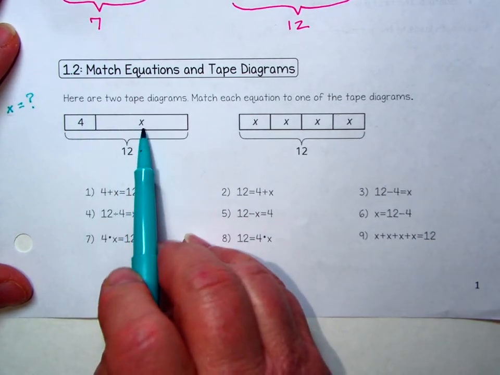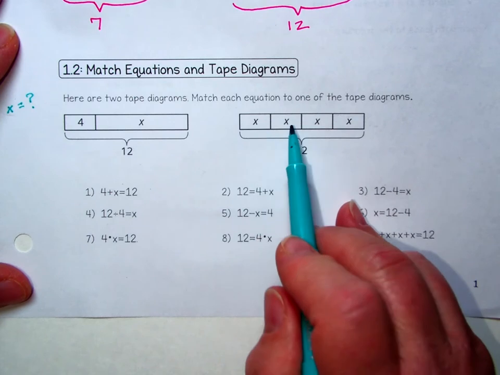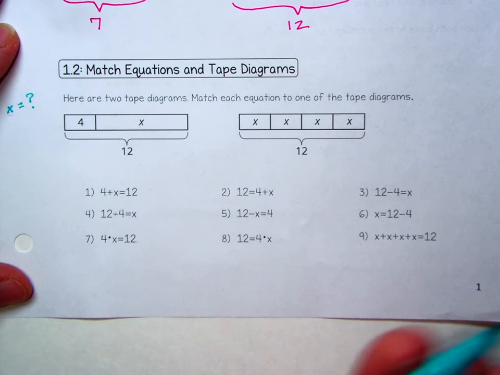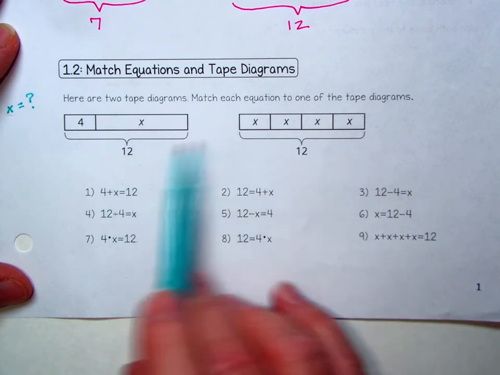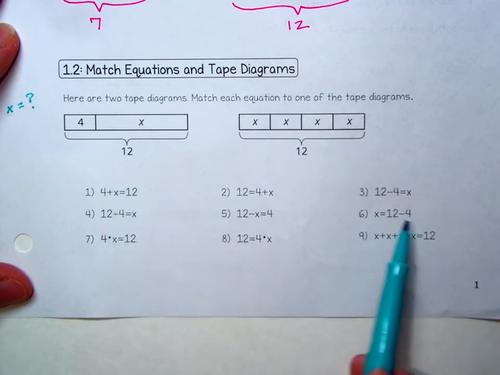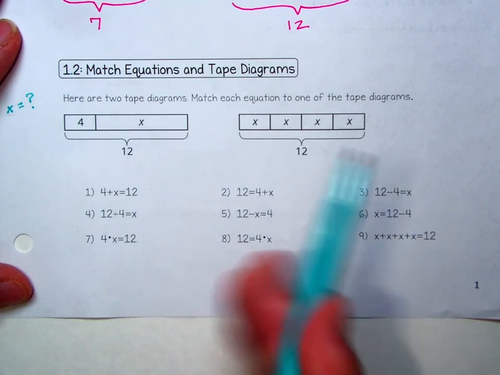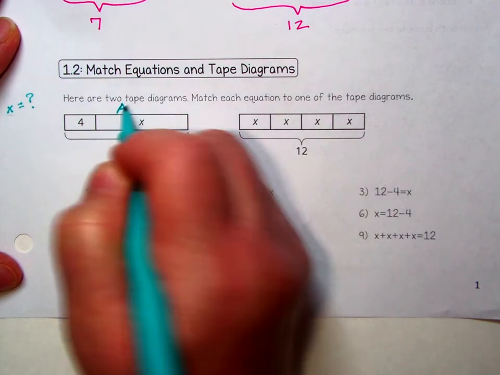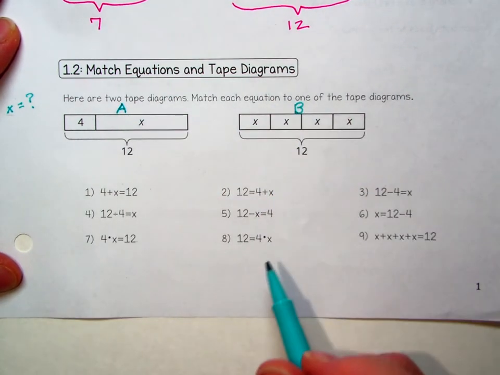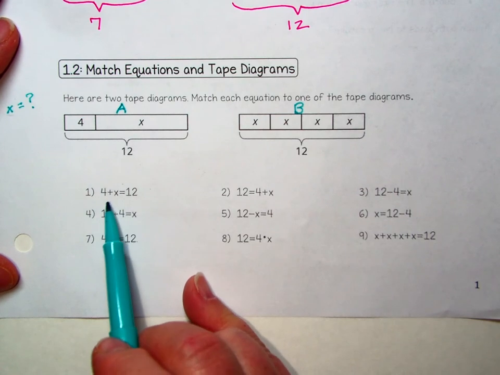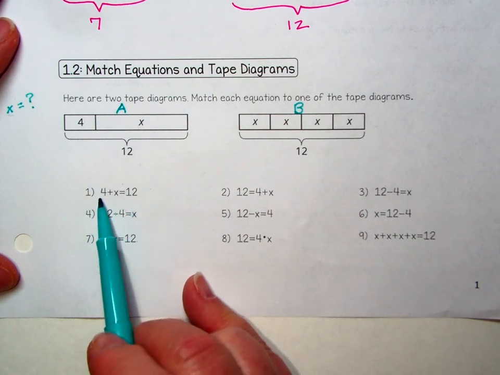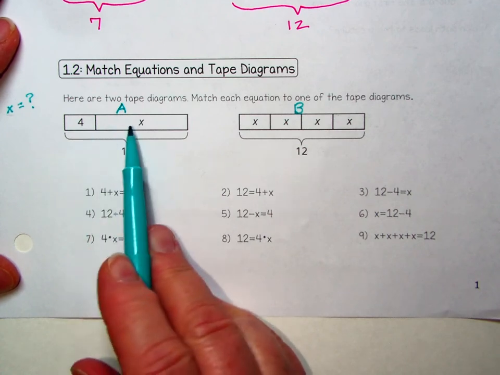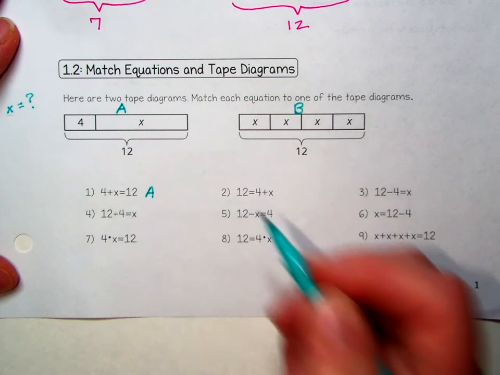So, a combination of 4 and some number x has a value of 12. And here, 4 groups of some number has a value of 12. And again, we're not solving them. We don't want to know what x equals in each tape diagram. We just want to match each equation to one of the tape diagrams. All right, so our first one, let's call this diagram A, and we're going to call this one diagram B. So our first one, 4 plus x equals 12. So the value 4 combined with the value of x has a value of 12. And this pretty clearly we can see is diagram A.